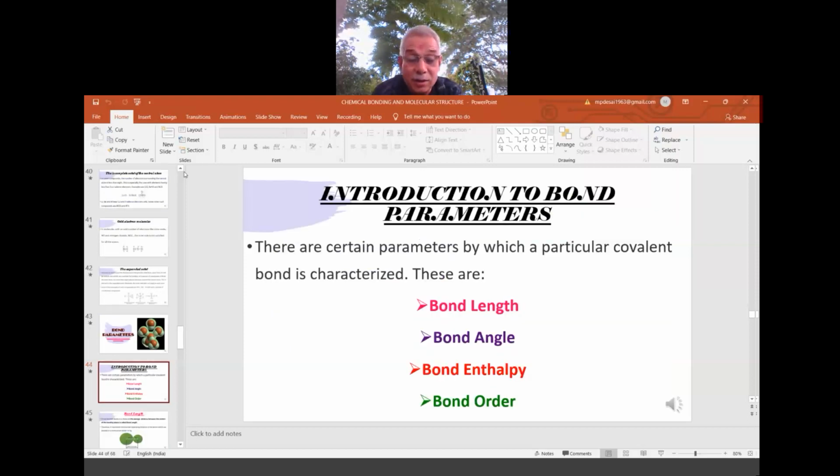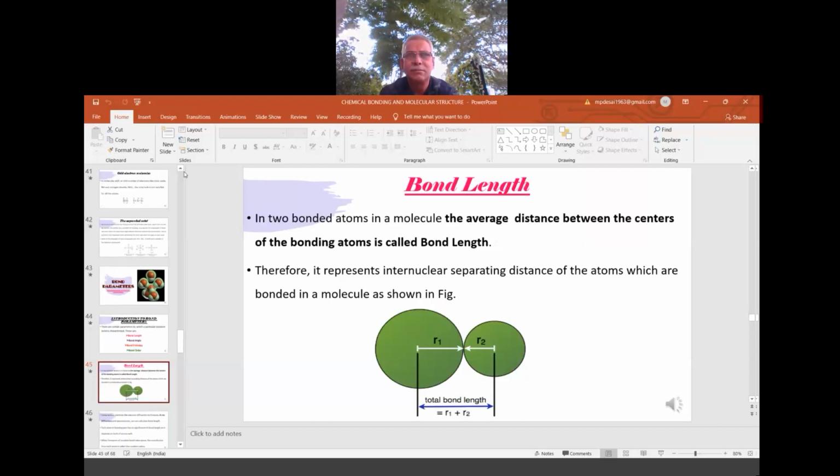There are totally 4 parameters for a particular bond. A bond is characterized by 4 parameters: length, angle, enthalpy, and order. We'll discuss them one by one. Bond length. When two atoms approach each other, they see the electronic cloud, so they draw some imaginary line.